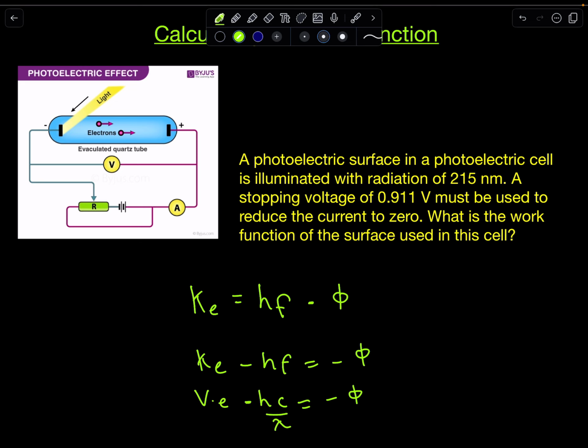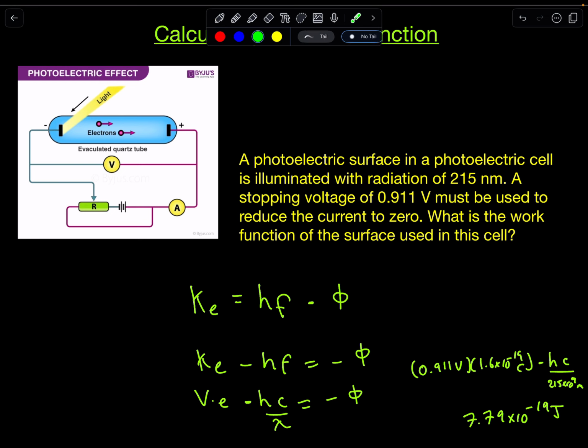So if I plug these numbers in: 0.911 volts multiplied by 1.6 times 10 to the minus 19 coulombs, which is the charge of an electron, minus Planck's constant times the speed of light divided by the wavelength, which is 215 times 10 to the minus 9 meters. If I put that all through in a calculator, I should get 7.79 times 10 to the minus 19 joules.